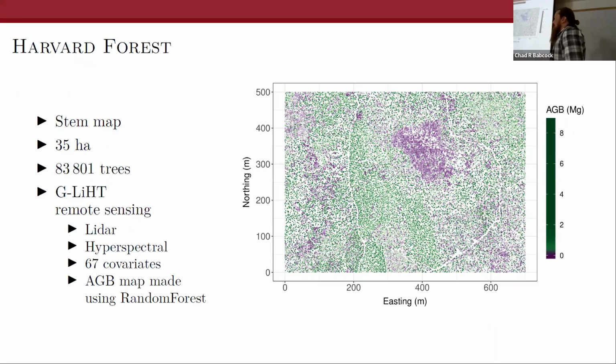What's nice about this is I actually have a forest where I can know how much biomass is in each tree, as long as I ignore uncertainty from allometric equations and whatnot. But that's something that everyone does, so I don't worry about that part yet. We'll worry about that one later, I think.